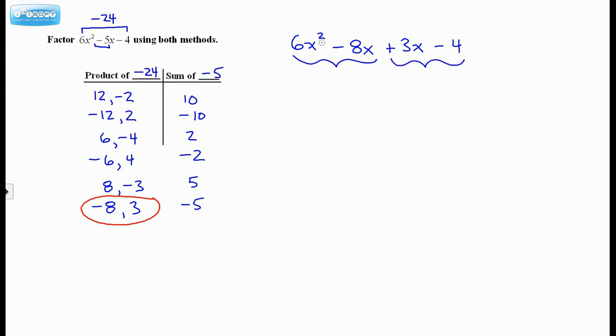So look for the GCF here. I believe that is a 2x, which leaves 3x minus 4. Look here. Well, there is no GCF other than 1. Well, that's the best I can do. And remember, when you're factoring out a positive, you must put the sign here. Don't leave it blank.